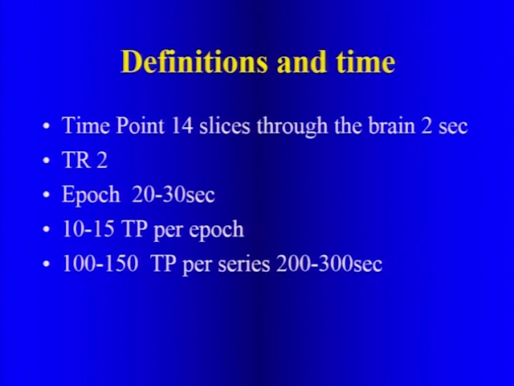So just a little bit of definition of terms. The terms that we use in functional MR is time points, and one time point equals 14 slices through the brain. This is done in 2 seconds with the echoplanar BOLD technique. We generally use from 20 to 30 epochs, which is 10 to 15 time points per epoch, and I'll show you what we mean by epochs. And in general, the series we do are 100 to 150 time points. So if you do the math, each of these takes around 2 or 3 minutes.